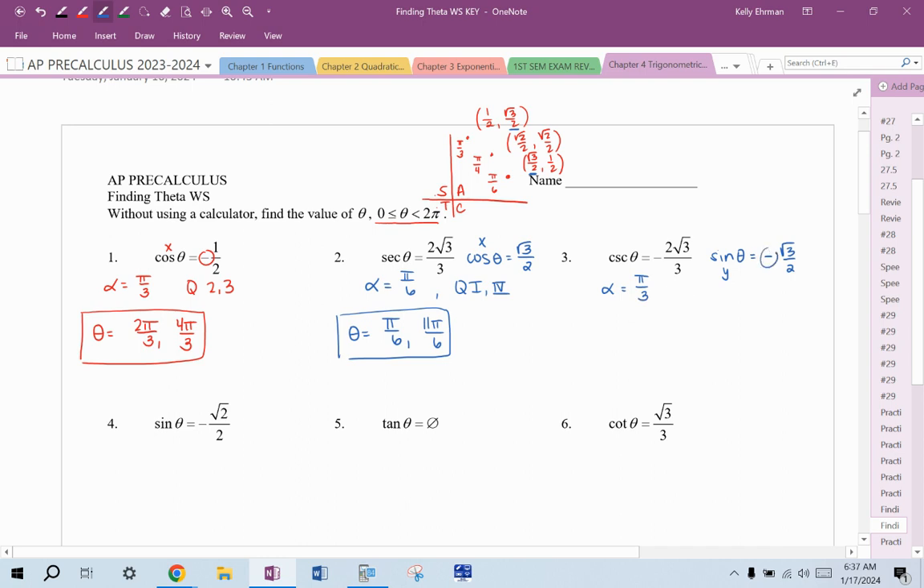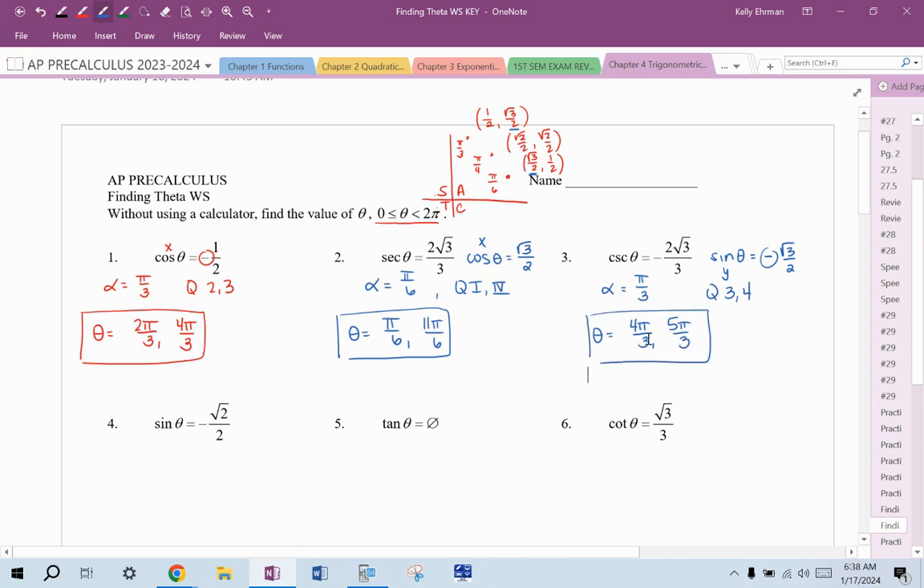And then sine is negative in quadrants 3 and 4. So give the quadrant 3 and 4 version of the pi over 3 angle. So quadrant 3, it's 4 pi over 3. Quadrant 4, 5 pi over 3.